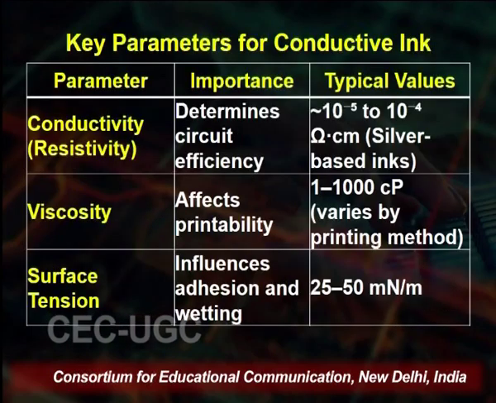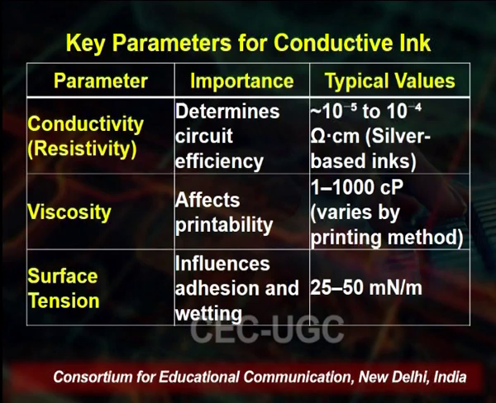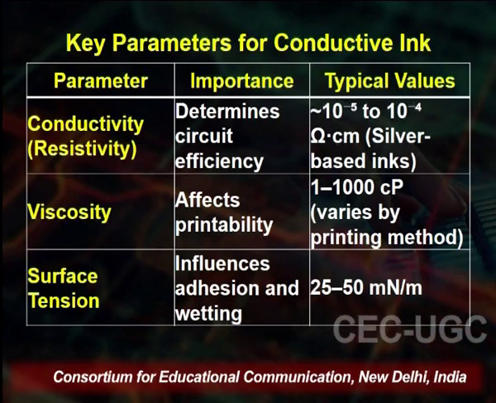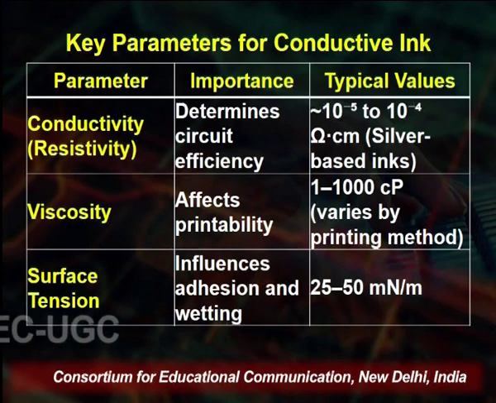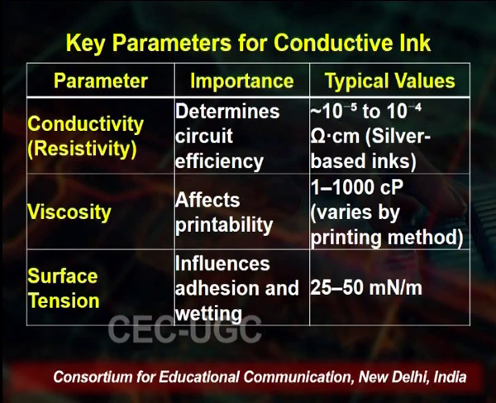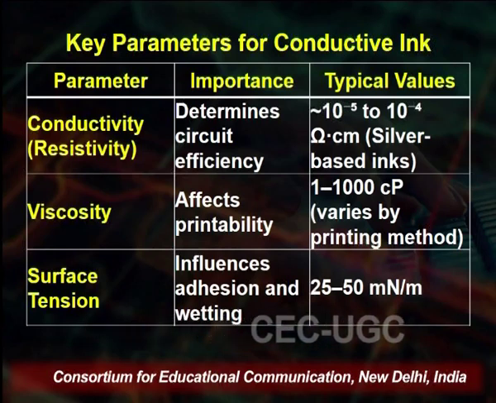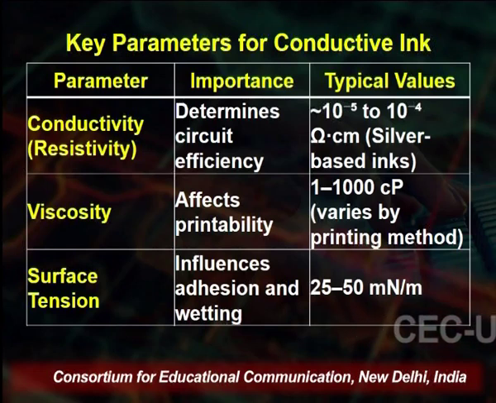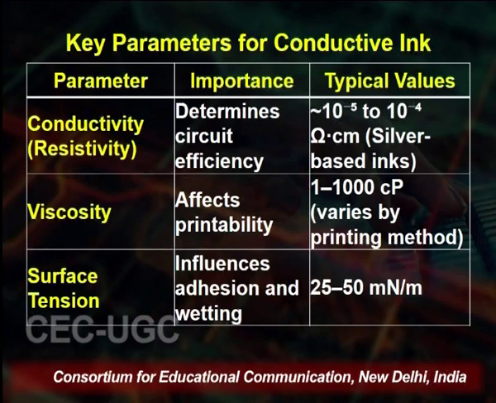What are the key parameters for the conductive ink, which are very important? Conductivity or resistivity determines the circuit efficiency. If we talk about it, the typical value for resistivity is 10 to the minus 5 to 10 to the minus 4 for the silver-based ink.